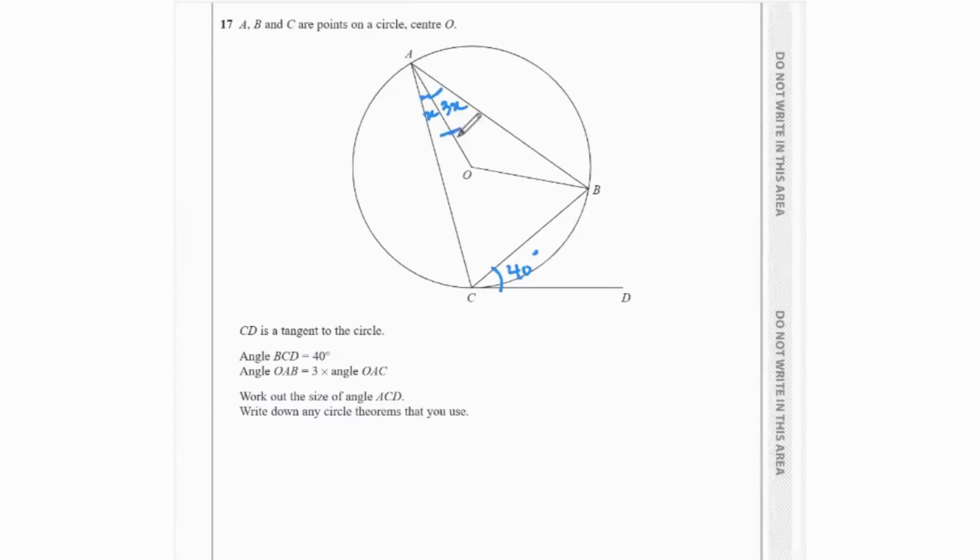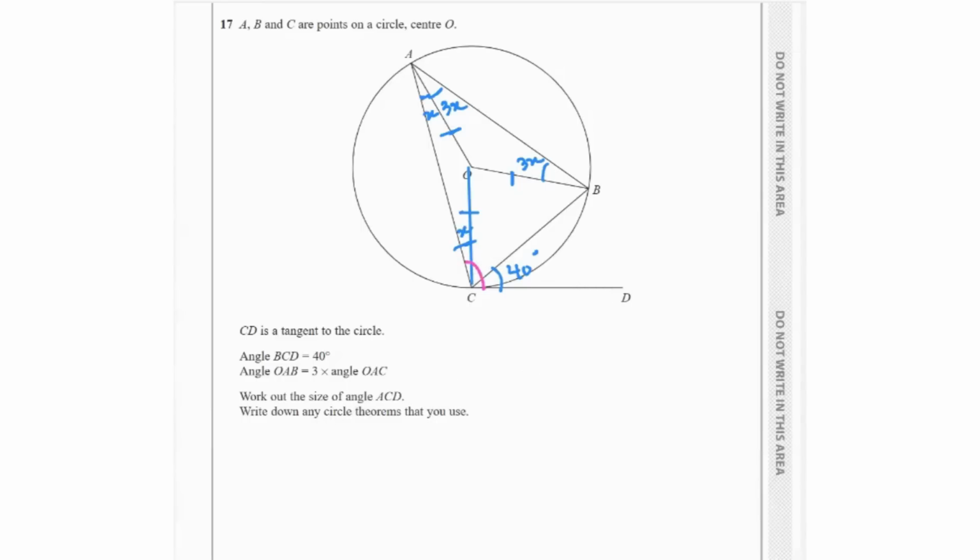And as you can see, OA equals OB. So this is also going to be 3x. And honestly, if we connect OC as well, that's also the same, which means this is going to be x. So we have these three isosceles triangles actually. We have to work out the size of angle ACD, this entire angle actually. That's what they're asking for. Write down any circle theorems that you use.